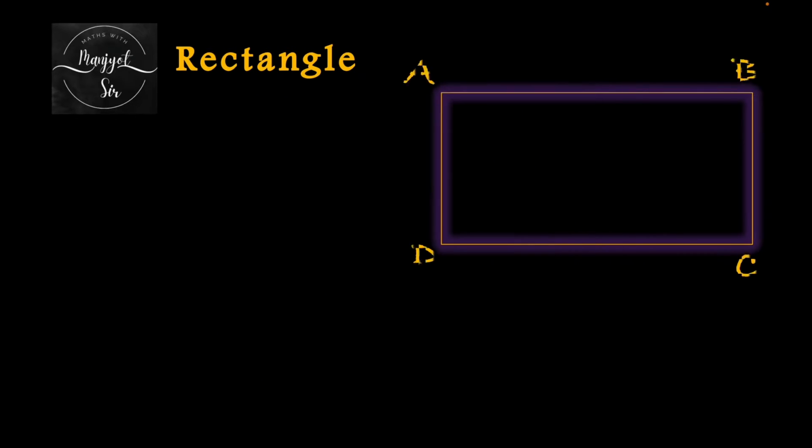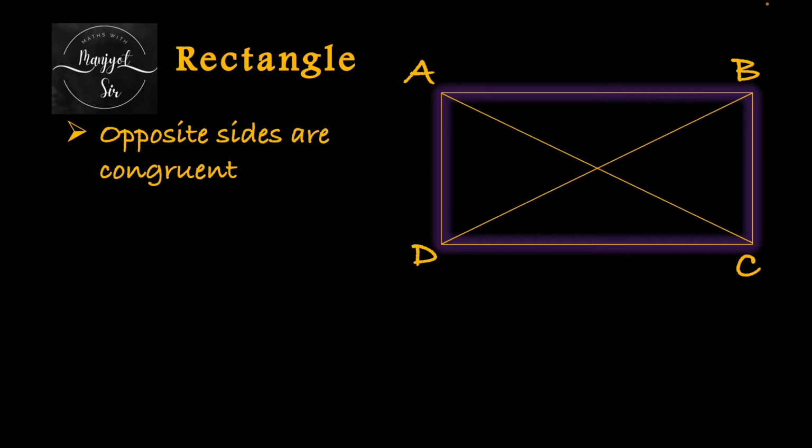Now let's study some properties of a rectangle. So let's have one rectangle over here with diagonals AC and BD. Now, the first property of a rectangle says opposite sides are congruent. We already saw in a parallelogram that opposite sides are congruent. That means here also opposite sides will be congruent. So here AB will be congruent to DC and AD will be congruent to BC.